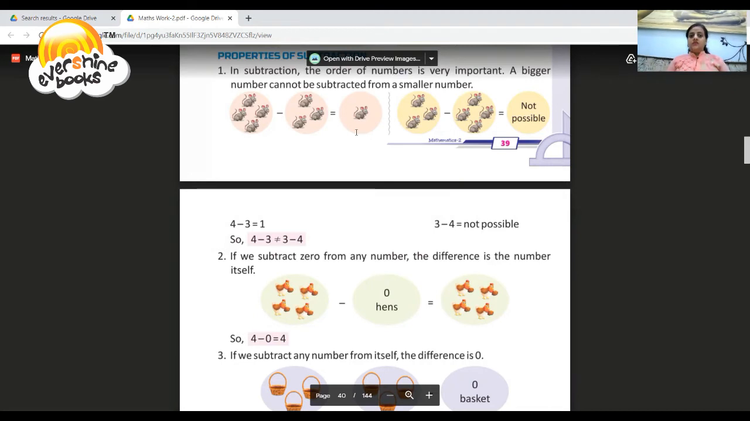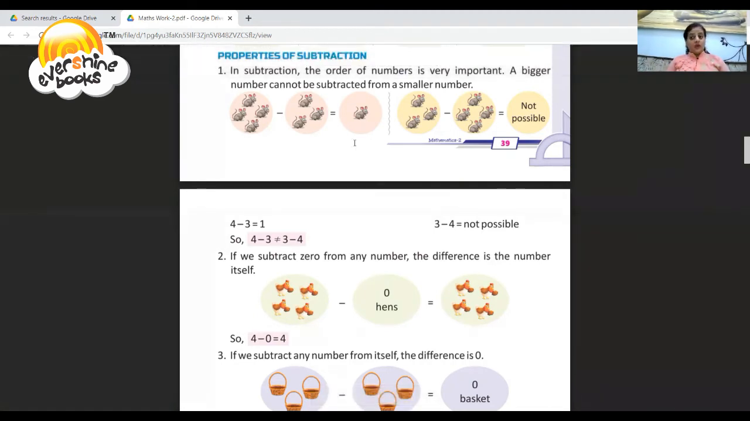In subtraction, the order of the numbers is very important because there are matching and non-matching combinations. It means when the number is bigger, then only we are able to subtract the smaller number. If you have 4 pencils, then you can give 2, 3 and 1 also. But if you have 1 pencil, then you can't give 4 pencils to anybody. It's not possible to subtract a larger number from a smaller number.